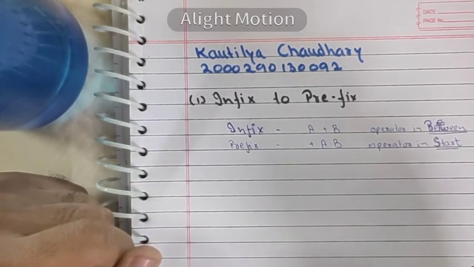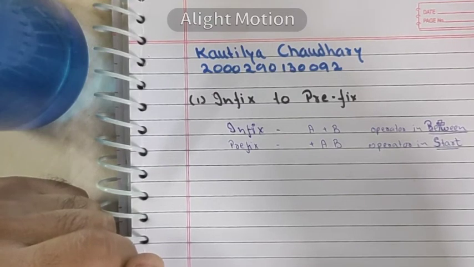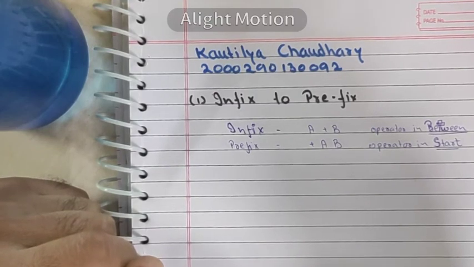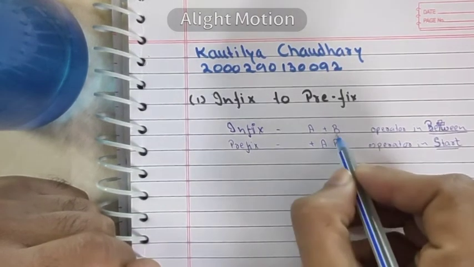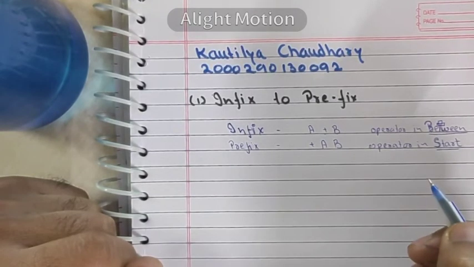So first we will discuss what's an infix expression. An infix expression is one where the operator is in between the two operands. Here the plus is between A and B. So this is an infix expression.